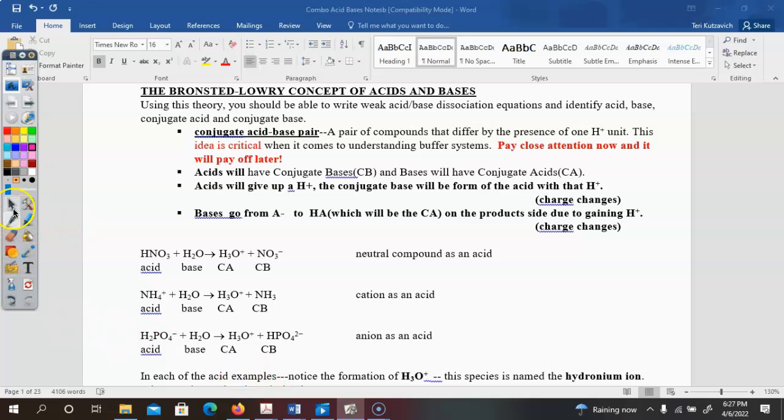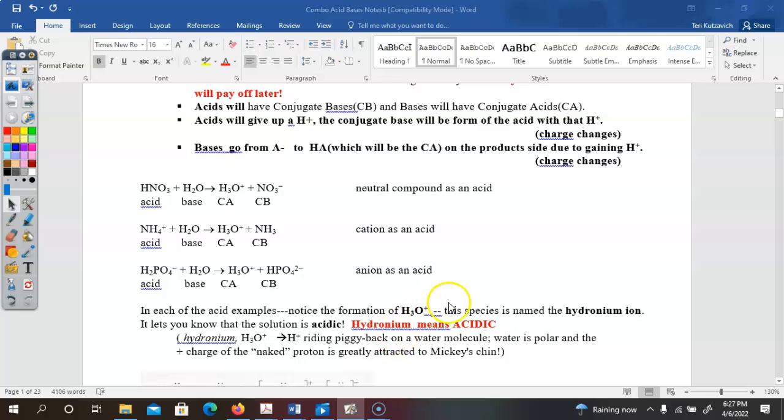All right, in each of these acid examples, notice the formation of hydronium ion. Hydronium ion means acidic. So it lets you know anytime you're producing that hydronium ion, it's going to be an acidic solution.